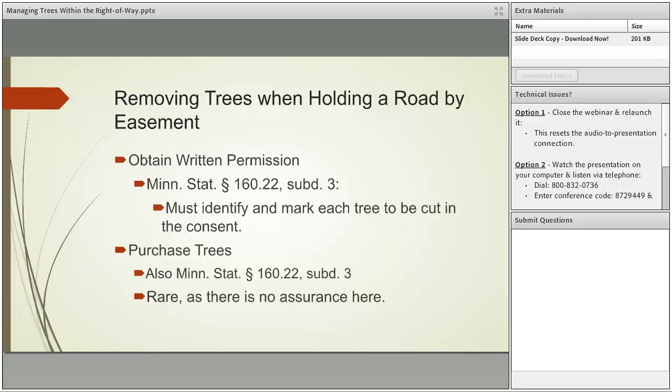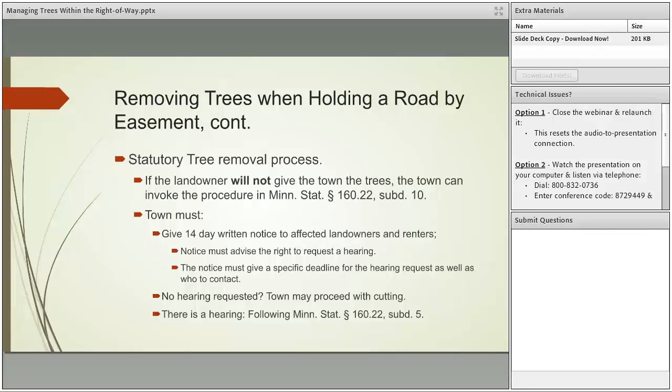The town can also purchase the trees. This is a much rarer process because, not only in the written permission phase or in the statutory removal phase, you have to, there's no payment that you have to give to the landowner specifically. There's no assurance that you'll be able to obtain the tree, and like I said, it can cost more money than the other two processes would cost. And so, again, just not used very often.